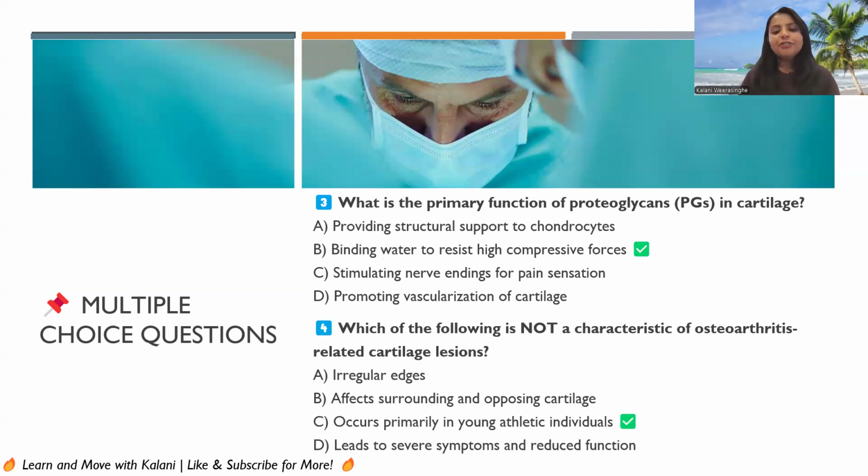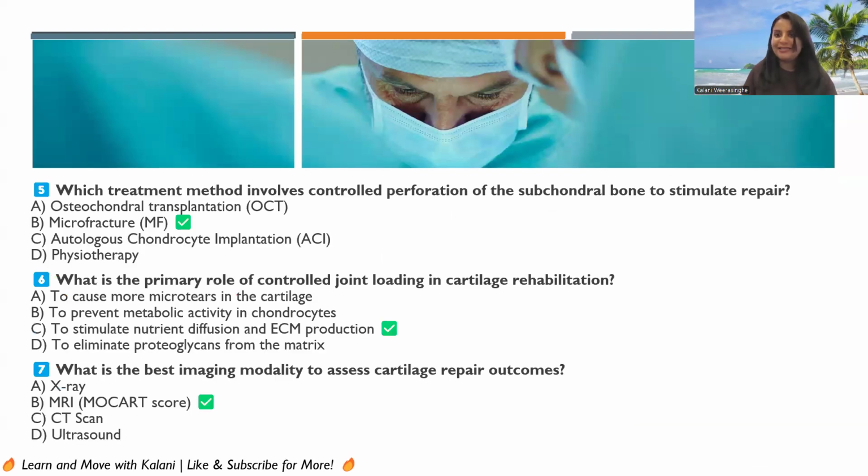Fourth one, which of the following is not a characteristic of osteoarthritis-related cartilage lesions? Normally, OA characteristics in the very initial stages can occur in young athletes too, but not the severe form of osteoarthritis. So we can't expect osteoarthritis-related cartilage lesions primarily in the young athlete population.